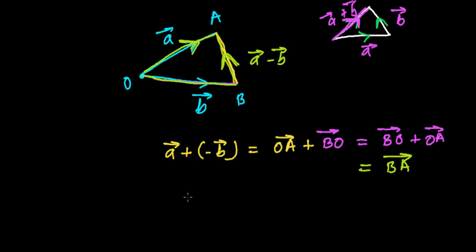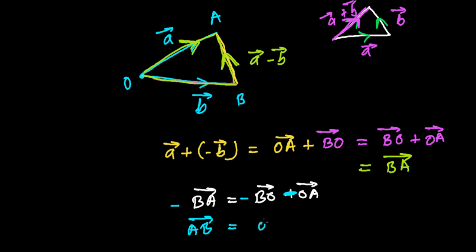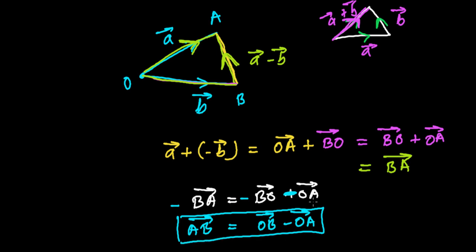So let me give an extraction here. What we get here is BA equals BO plus OA. Now I multiply by negative on both sides. So AB equals negative of BO, which I can make simply OB, and negative of OA, I'm leaving as it is. So AB equals OB minus OA.